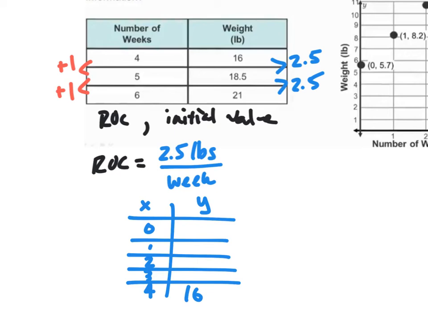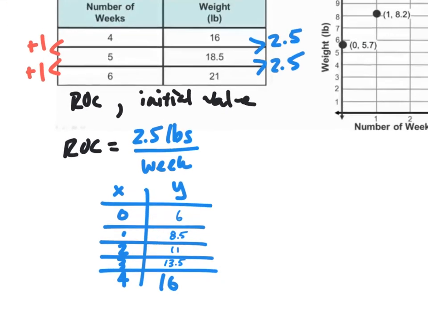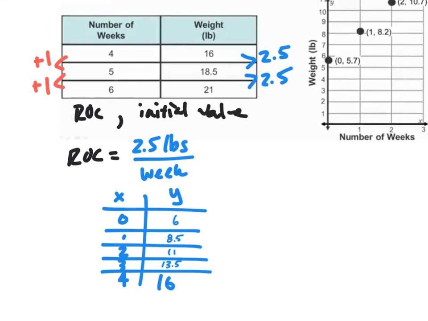16 minus 2.5 is going to give me 13.5. Let's subtract 2.5 from that, which gives me 11. Minus 2.5 from that gives me 8.5. And 8.5 minus 2.5 gives me 6. So my rate of change is 2.5 pounds per week, and my initial value is 6.